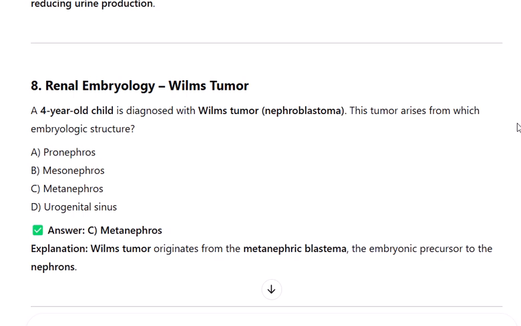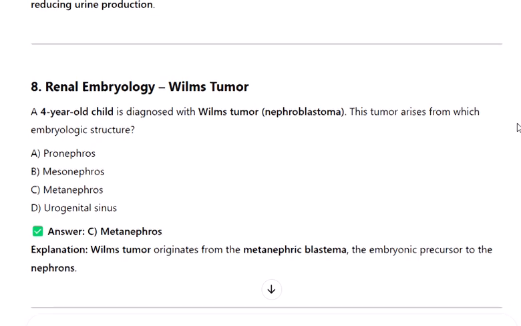This tumor arises from which embryologic structure? A. Pronephros. B. Mesonephros. C. Urogenital sinus. Answer: C. Metanephros. Explanation: Wilms tumor originates from the metanephric blastema, the embryonic precursor to the nephrons.